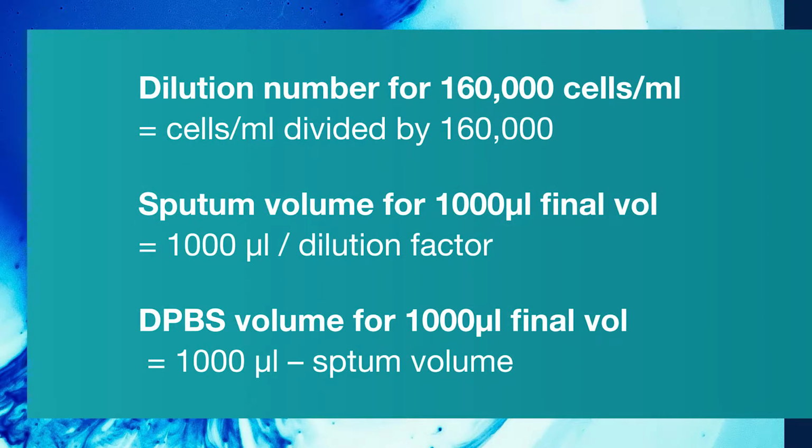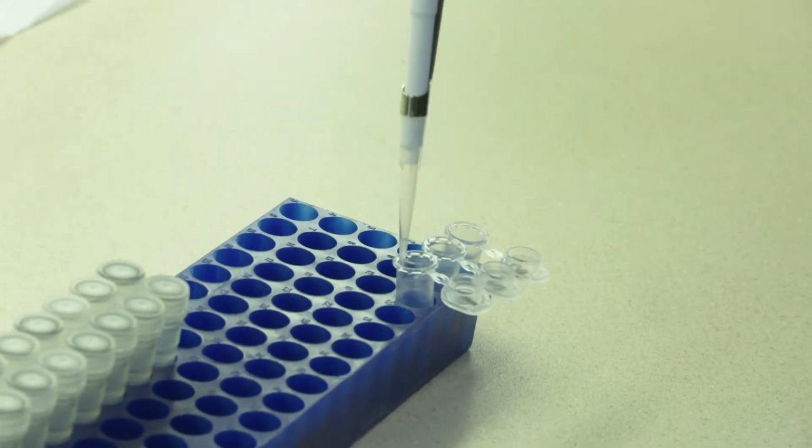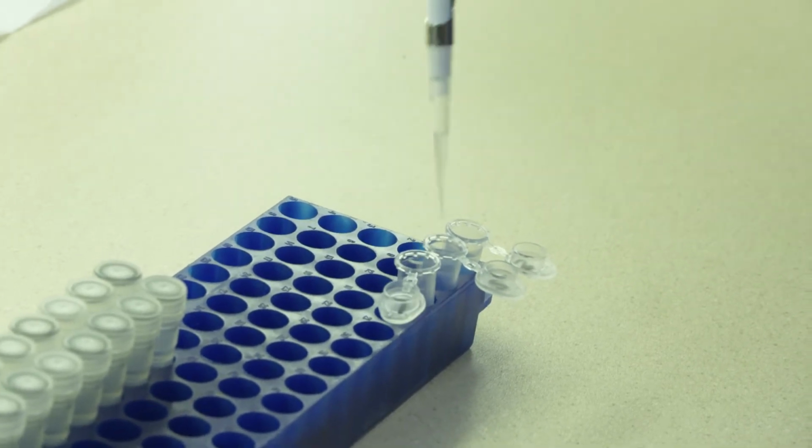2. Dilution number for 160,000 cells per ml equals the cells per ml you just calculated divided by 160,000. 3. Sputum volume for 1,000 microliter final volume equals 1,000 microliters divided by the dilution number that you just calculated. In tube 3, prepare 1,000 microliters of sputum diluted in DPBS according to your calculations.